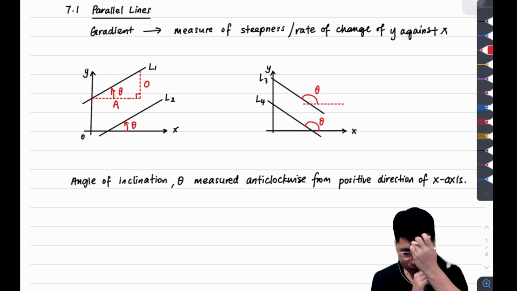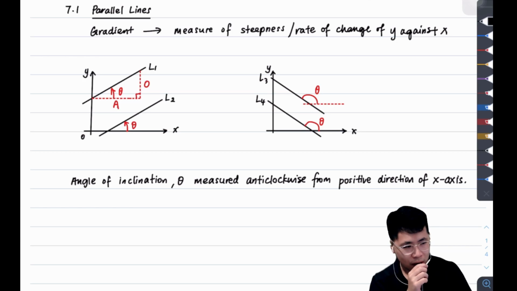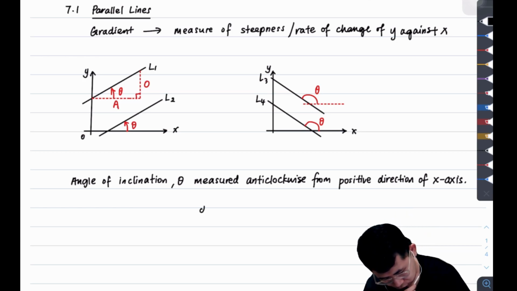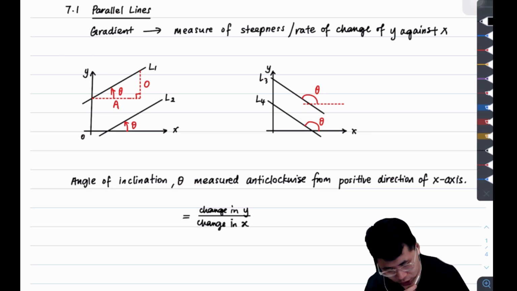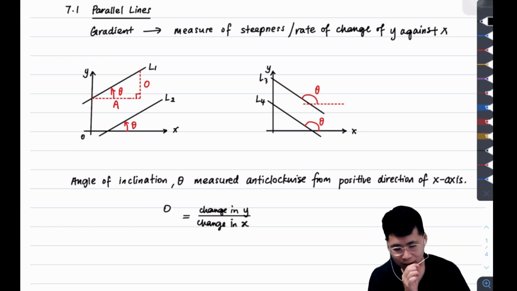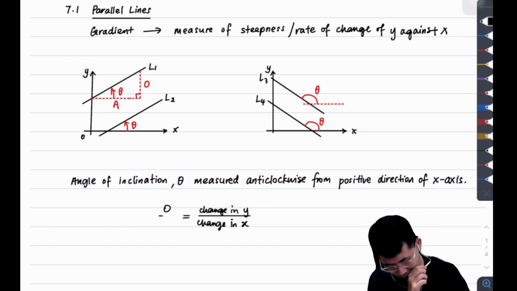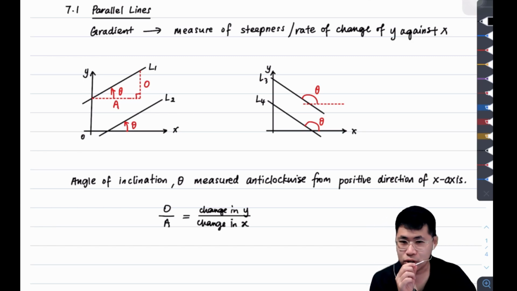Now, which one is actually our gradient? Our gradient is our change in y over your change in x. So the opposite or the adjacent, which one shows us the change in the y direction? It's actually the opposite, and the adjacent shows us the change in x. So it will be opposite over adjacent.